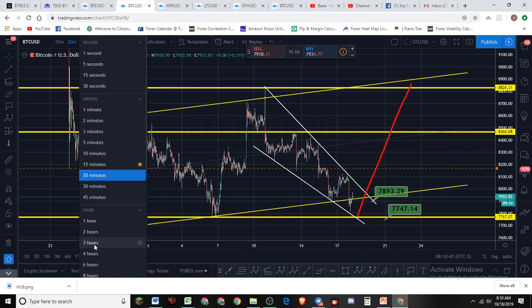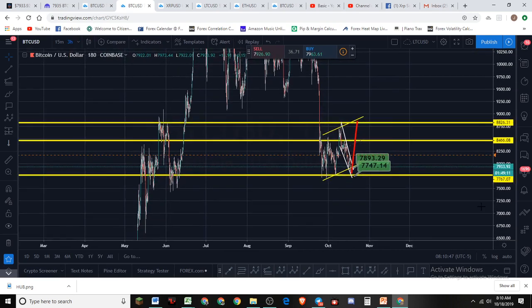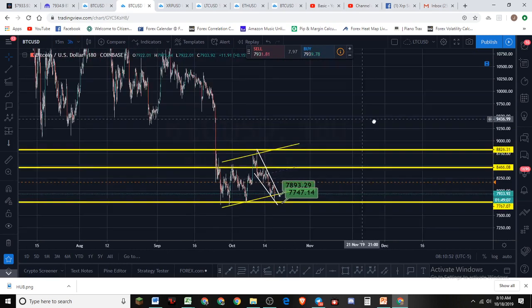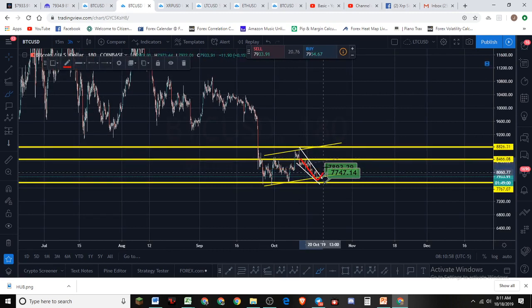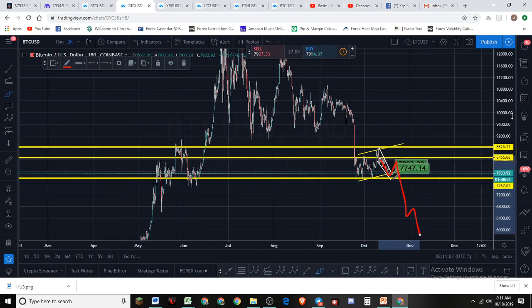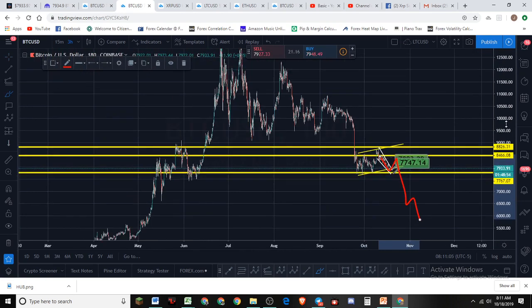Let me zoom out and show you. Okay, so if that's a leading diagonal, then what we've got here, guys, is this one, two, three, four, five, and it's not looking good at all.